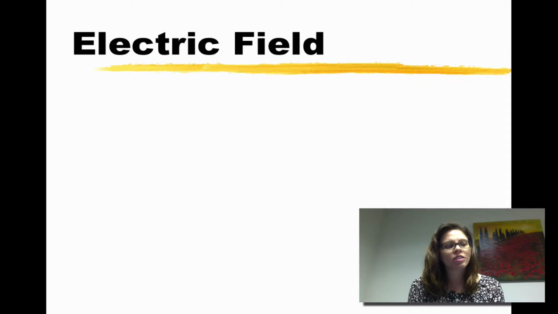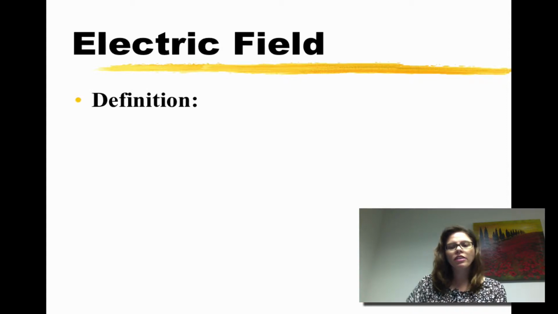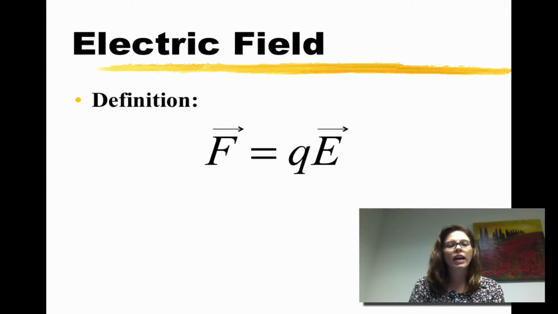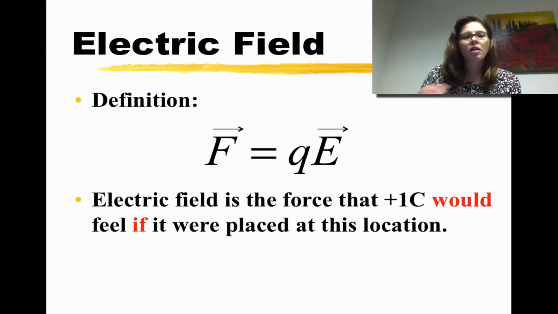I wanted to continue the conversation on Coulomb's law with you and talk about some more aspects of it. Okay, so let's begin. We have this equation. The definition of the electric field is given by this equation F equals QE, where E, the electric field, is the force that 1 coulomb of charge would feel if it were placed in this location.